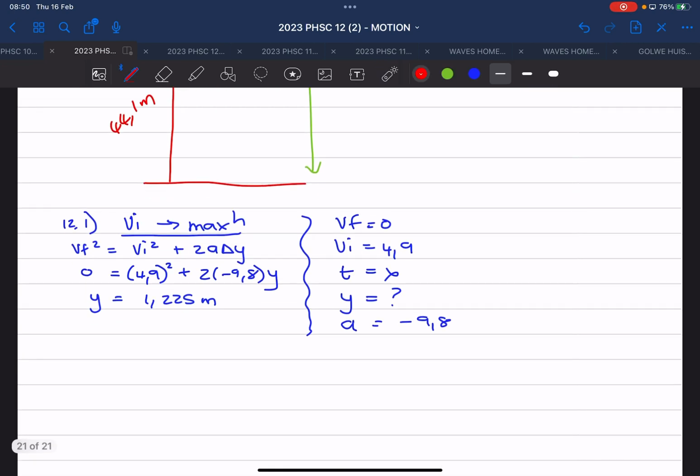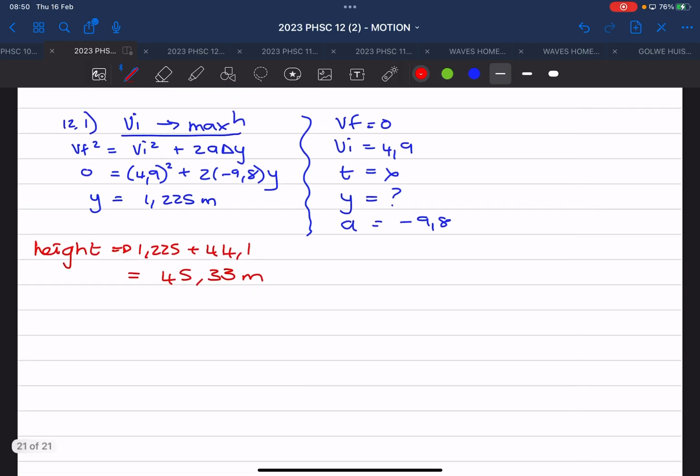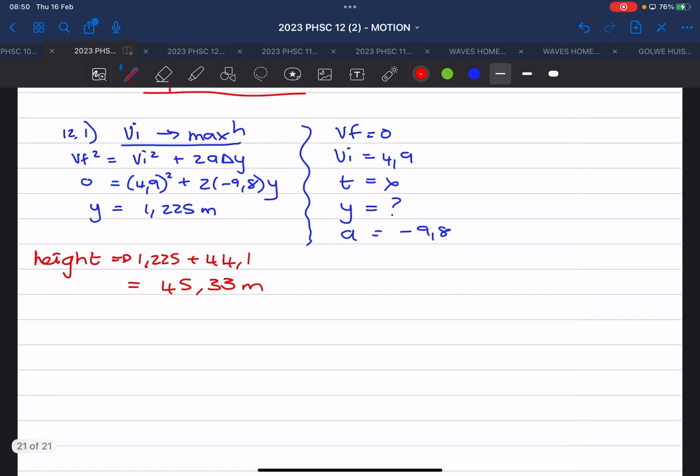Okay, so you're going to say, right, so the height that it reaches, the maximum height, is 1.225 plus 44.1, and that gives you 45.33 meters. 2 marks. And then adding that, and that's 4 marks. And they love to ask this question. This question I took from an exam question paper.